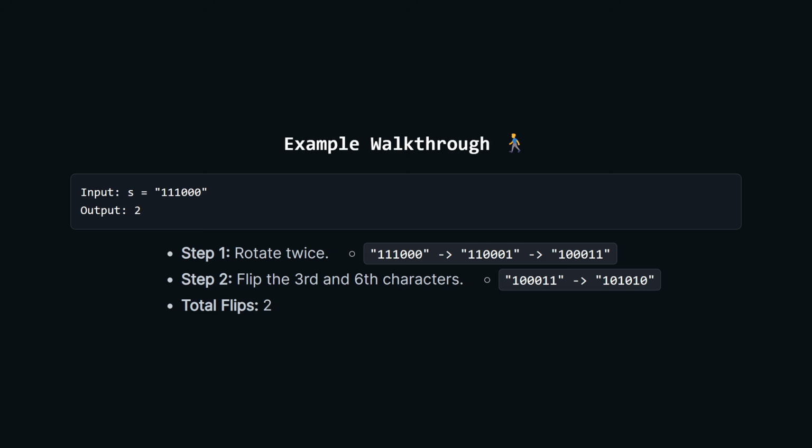Let's look at a concrete example. We start with 3 ones followed by 3 zeros. If we use our rotation tool twice, moving the first two ones to the back, we get 1, 0, 0, 0, 1, 1. Now we are very close to an alternating pattern. If we just flip the third character to a 1, and the last character to a 0, boom, it alternates. That took exactly 2 flips, which is our answer.